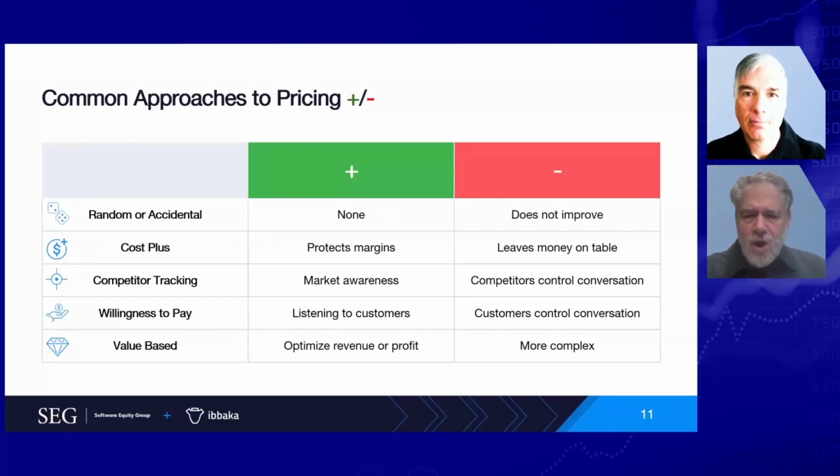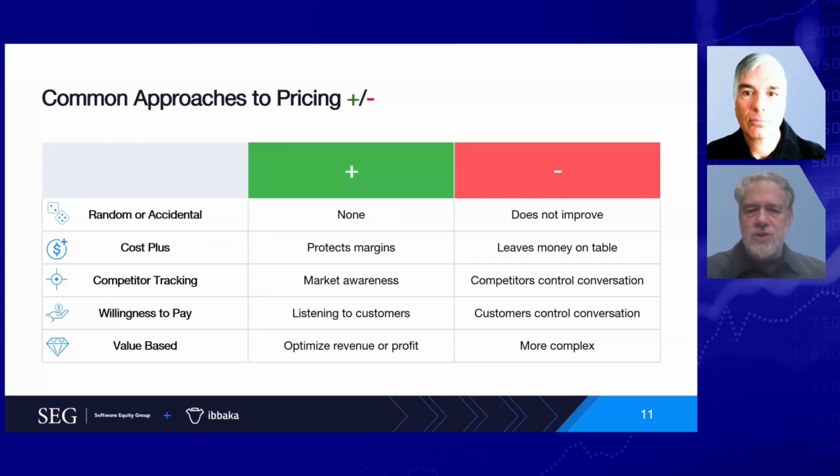So there are some common approaches to pricing. Paul mentioned what is probably the most common, random or accidental pricing. And I would say that this occurs in somewhere from 50 to 70% of SaaS companies. So if this is where you find yourself, don't worry, you're not alone. A lot of people start there.